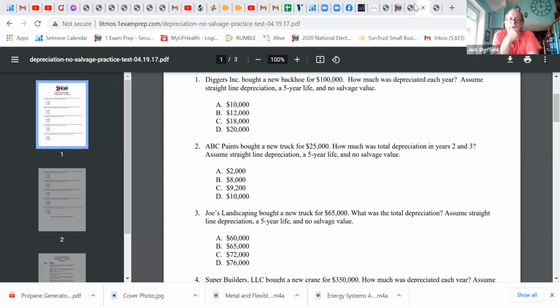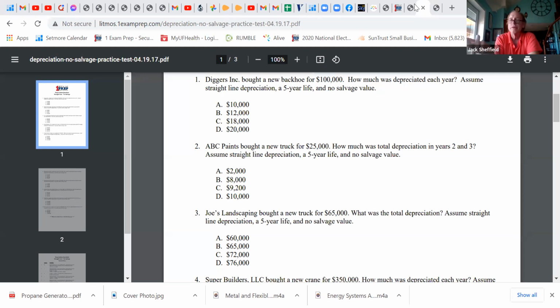And then number 3, 65,000, the total depreciation. Well, the first time I did this question, I did some math, and then I realized, well, you know what? I didn't even have to do any math because, hey, it's no salvage value. So they're going to depreciate everything, 65,000. Maybe you divided 65 by 5 and then multiplied times 5 like I did the first time, and that's fine.